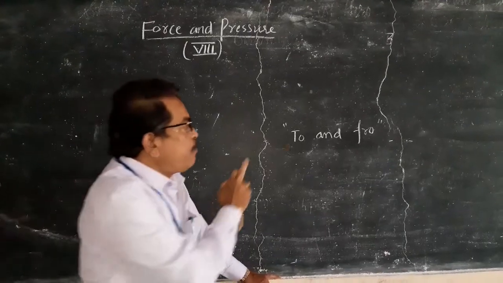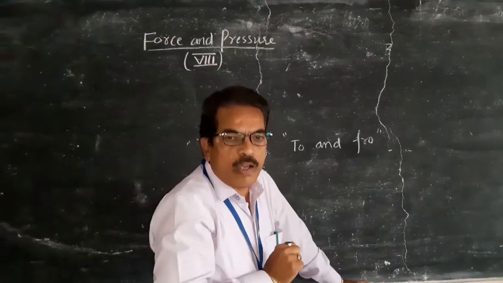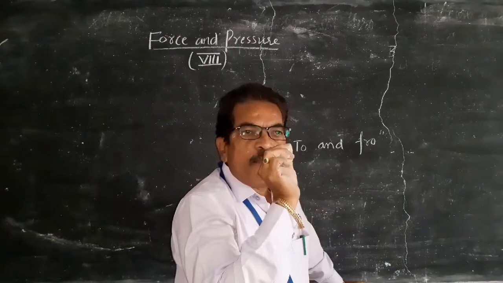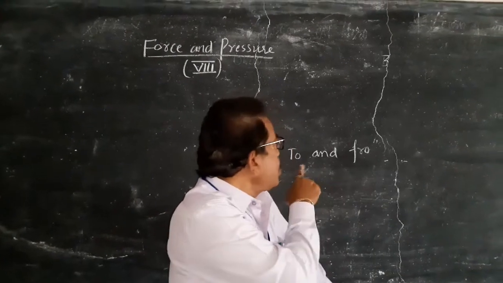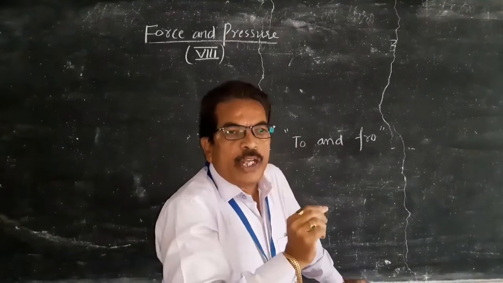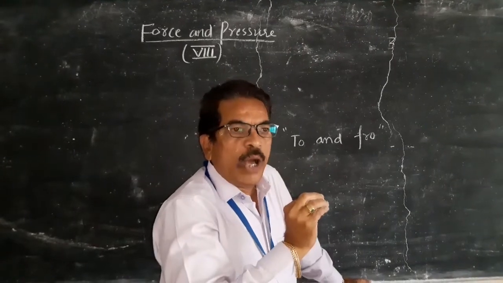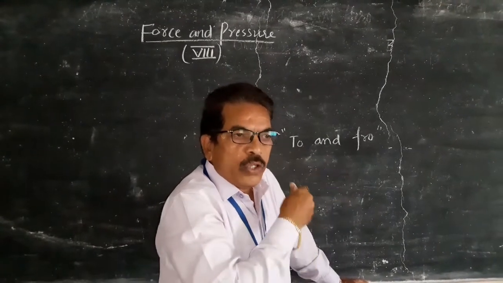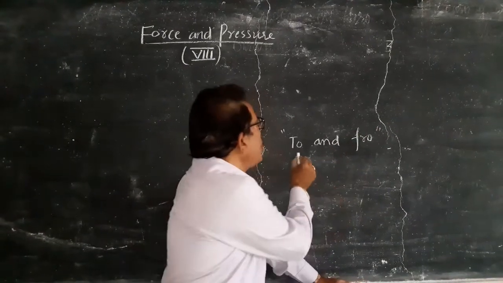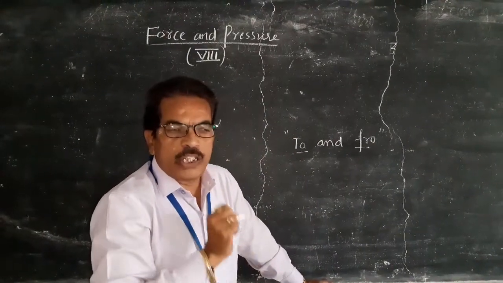The best example for oscillatory motion is the motion of a pendulum in a wall clock. Motion of a pendulum in a wall clock is the best example for what? To and fro motion, that is oscillatory motion. Then the second suitable example is a swing. While you are playing on a swing, you know that the swing is moving from that side to this side. So that is called to and fro motion of the object. That is called oscillatory motion.